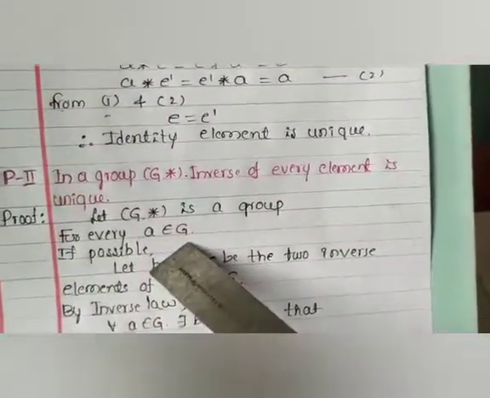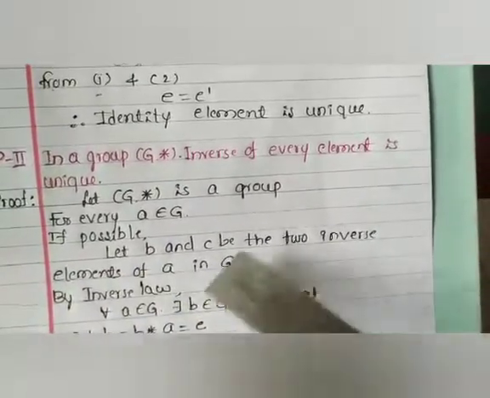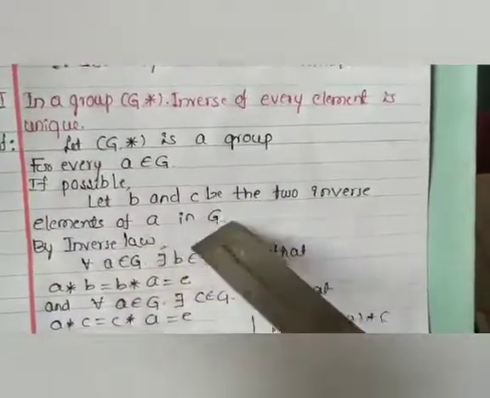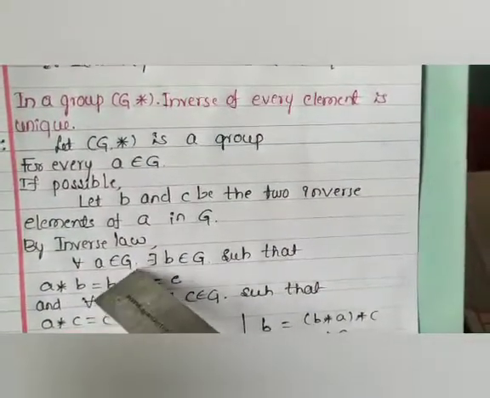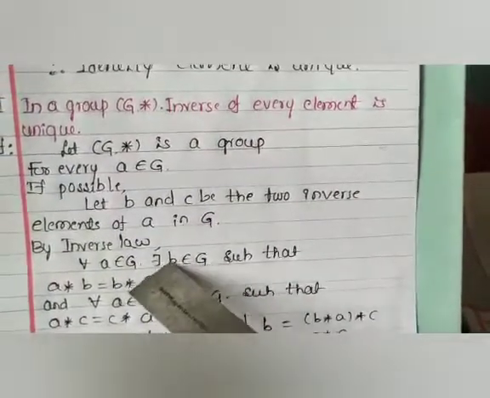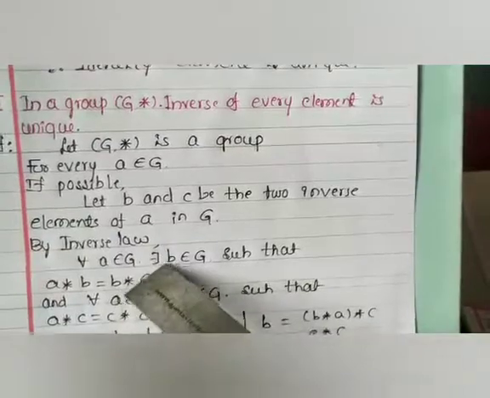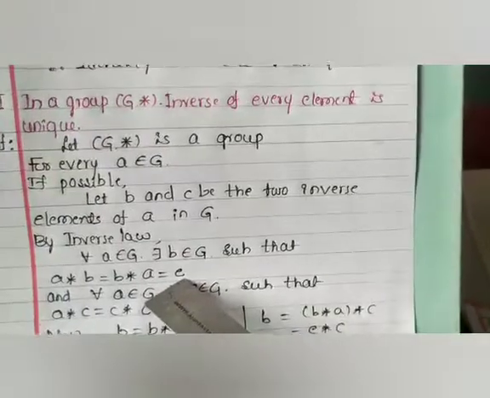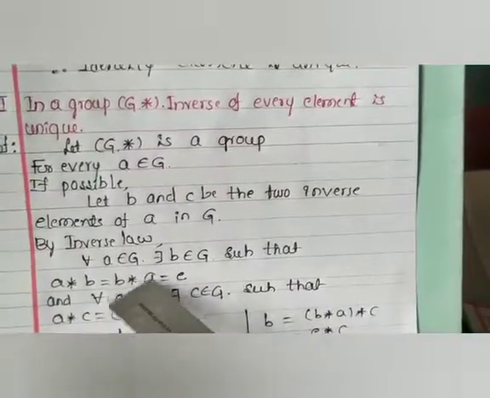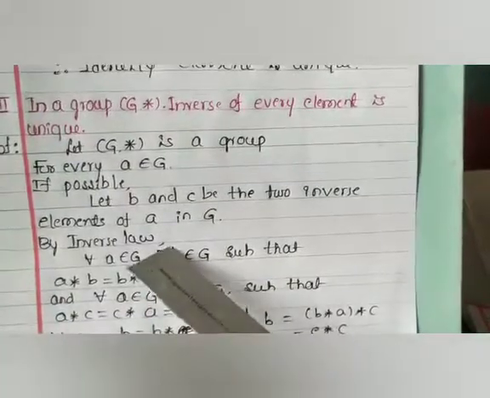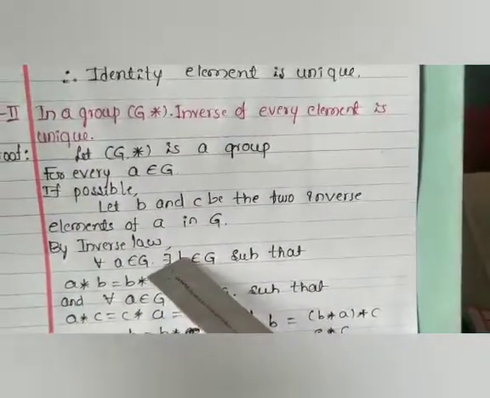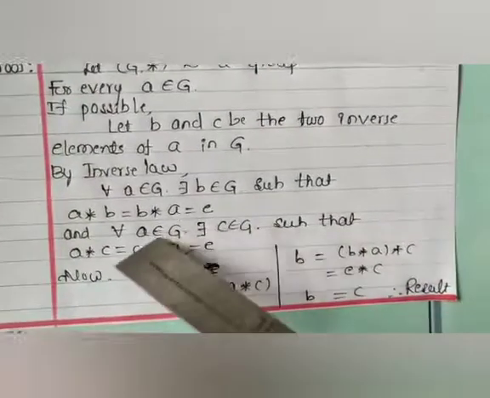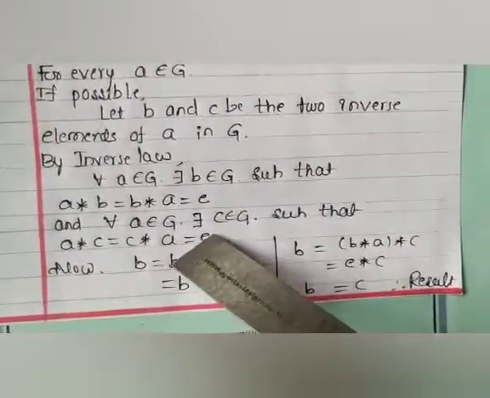For every A belongs to G, if possible, let B and C be the two inverse elements of A in G. By the inverse law, for every A belongs to G, there exists B belongs to G such that A star B equals B star A equals E, because the inverse law says that A star A inverse is equal to A inverse star A is equal to E. Taking the inverse of A as B, A star B equals E by the inverse law. Similarly, C is also the inverse of A, so A star C equals C star A equals E.